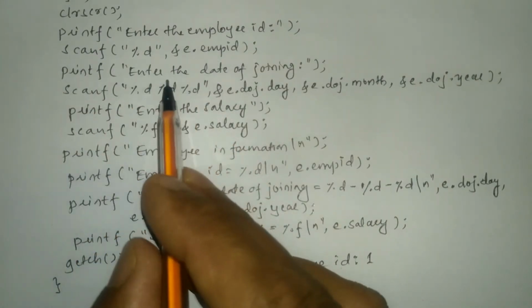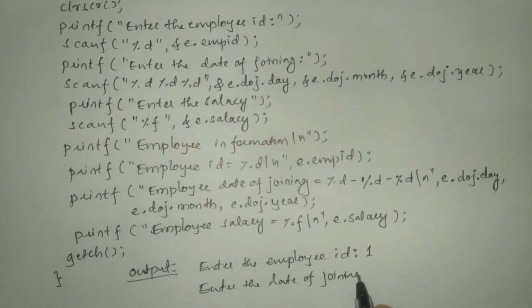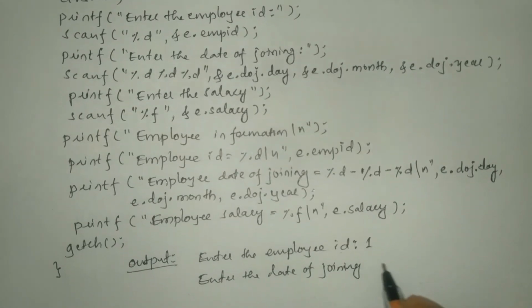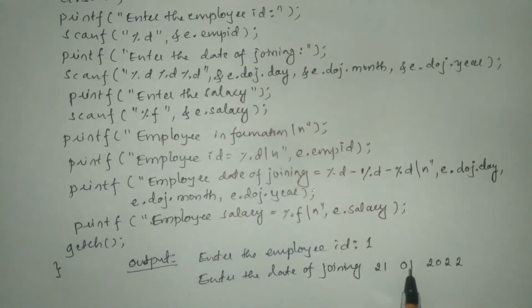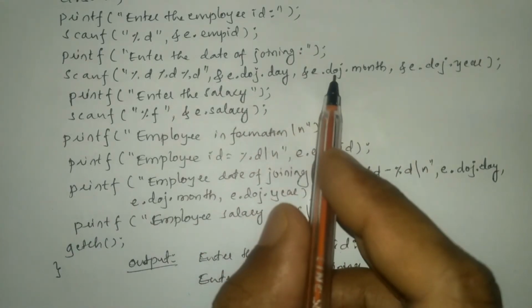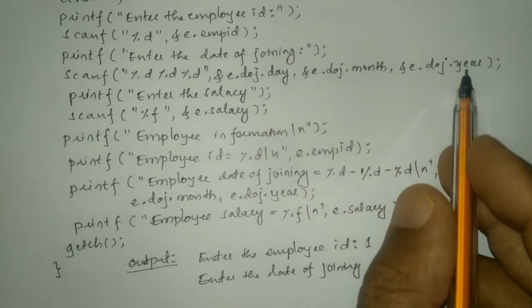Next, it is going to ask the user to enter the date of joining. So enter the date of joining. For example, I'm going to enter 21/01/2022. Here 21 will be stored in e.doj.day and 01 will be stored in e.doj.month and 2022 will be stored in e.doj.year.